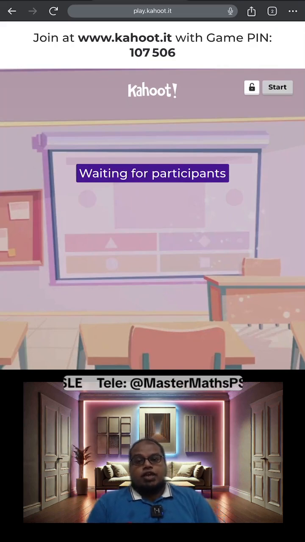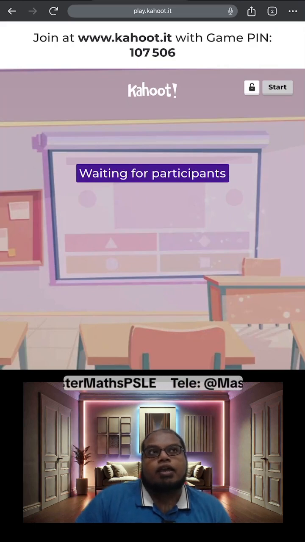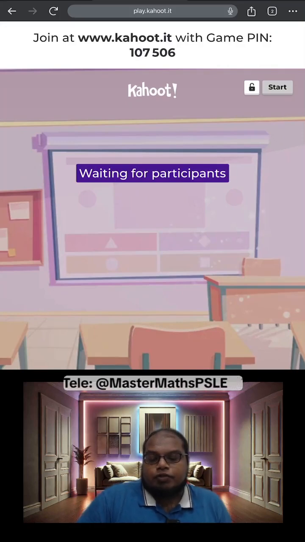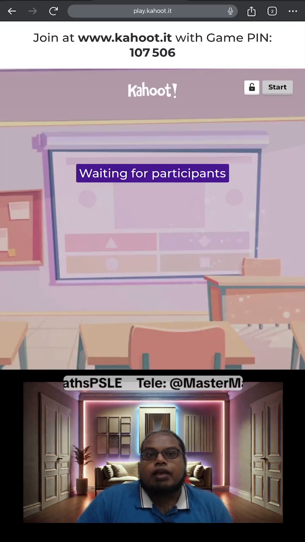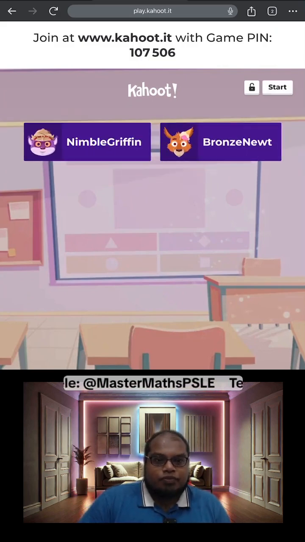So today we'll be doing P5 math. The focus for today will be area and perimeter. There will be a bit of money questions, and the last two are fractions and another money question on problem sums.